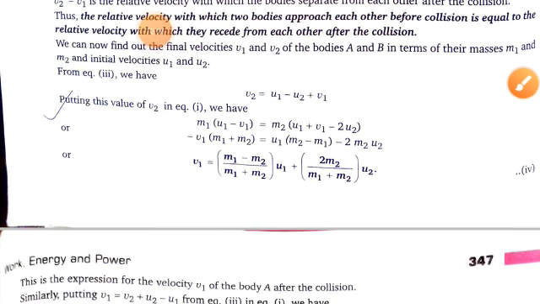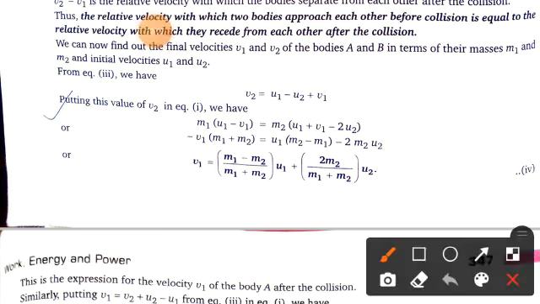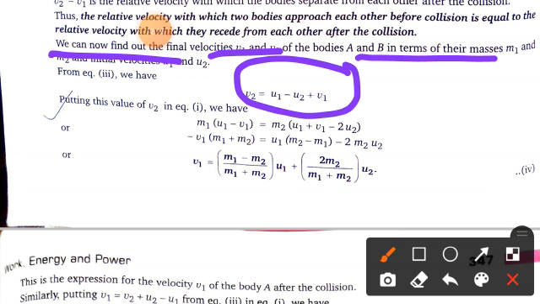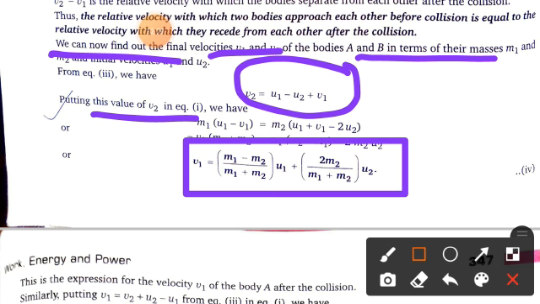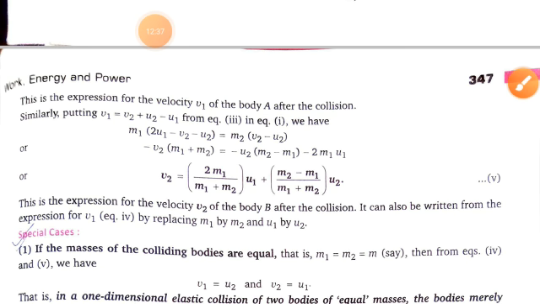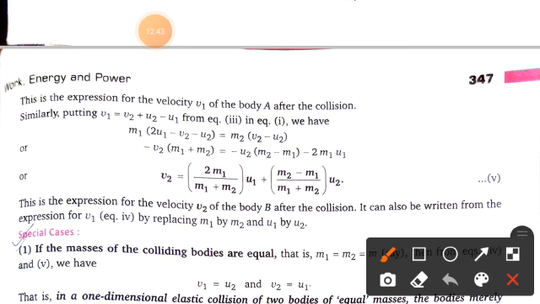Fine. Now there is an expression given here. We can now find the final velocities v1 and v2 of bodies A and B in terms of their masses m1 and m2 and initial velocities u1 and u2. So you can write v2 equals u1 minus u2 plus v1, and if you put the value of v2 in equation 1, then you get v1 equals (m1 minus m2) by (m1 plus m2) times u1 plus 2m2 by (m1 plus m2) times u2. Clear? So this is the expression for the velocity v1 of body A after the collision.